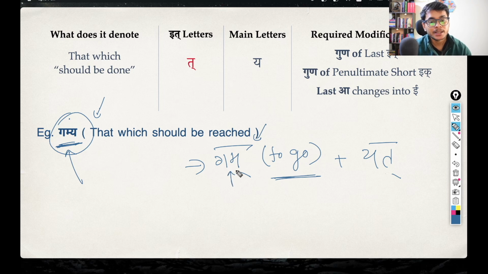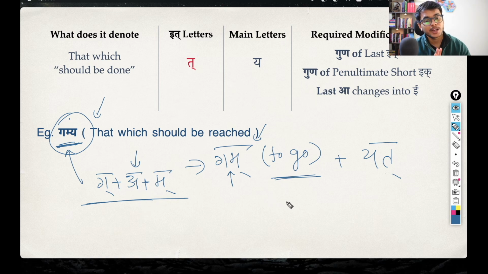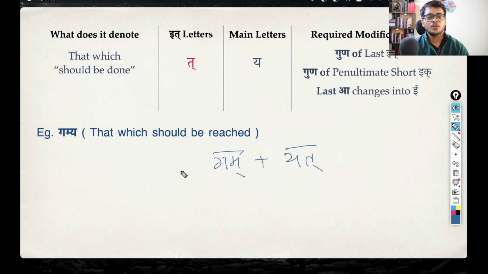And the penultimate letter is a hrasva a. Here the penultimate letter, the second last letter, is a hrasva a. So since that condition is satisfied, what we saw before, we are using yat pratyay with this gam dhatu. Okay, so anyways, we have gam dhatu modified using yat pratyay.